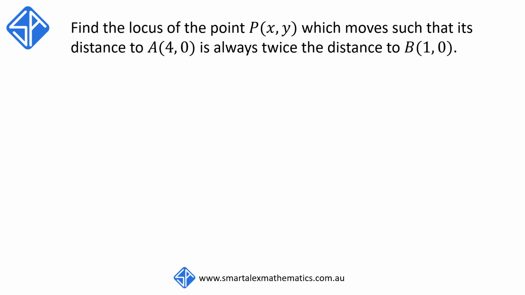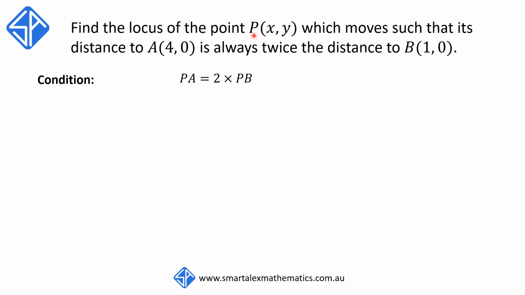For our example here, the condition is that this point P must move in such a way so that its distance to the point A is always twice its distance to the point B. So we can write our condition as PA is equal to 2 times PB. Our next step is we need to translate this into a mathematical equation.